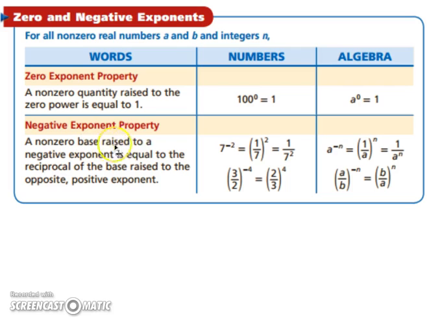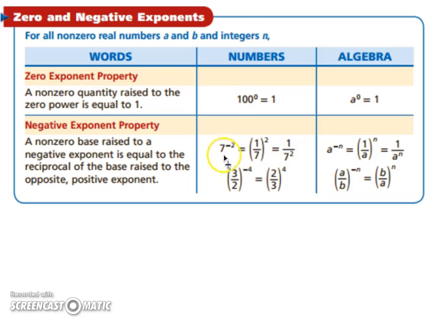The negative exponent property is a little bit trickier. A non-zero base raised to a negative exponent is equal to the reciprocal of the base raised to the opposite positive exponent. So we're going to focus on changing our negative exponent into a positive exponent. So we have 7 to the negative second power equals 1 over 7 to the positive second power.